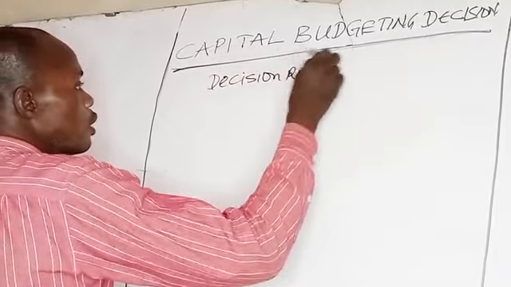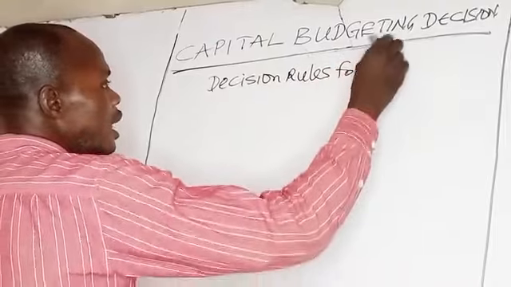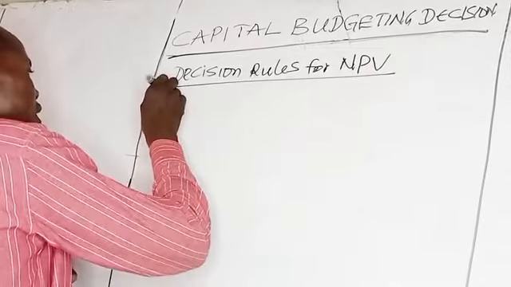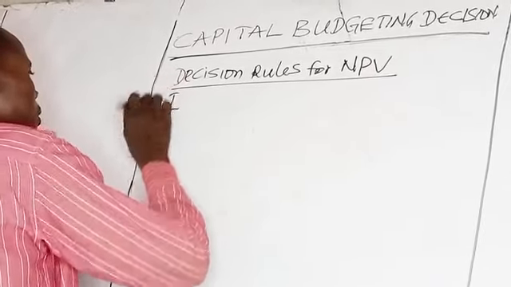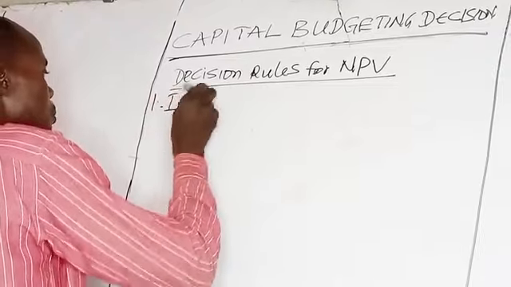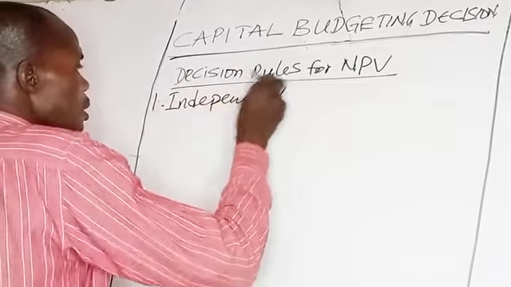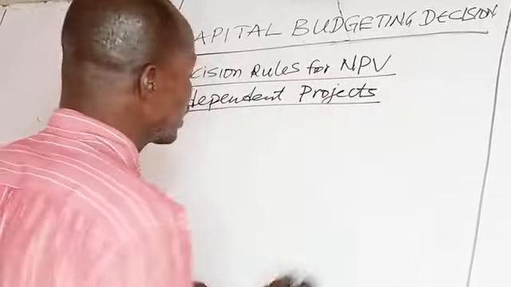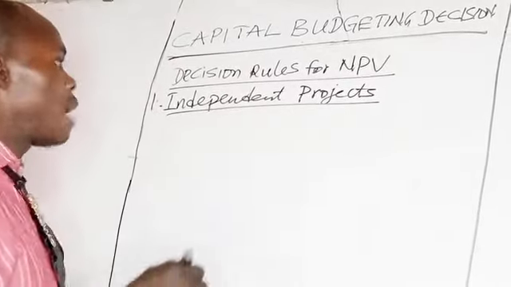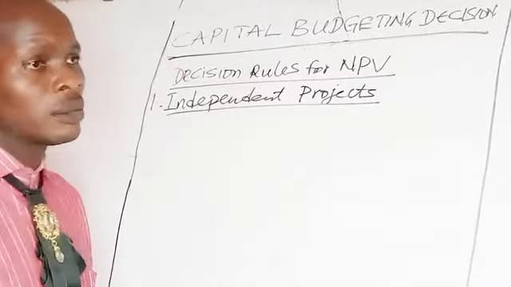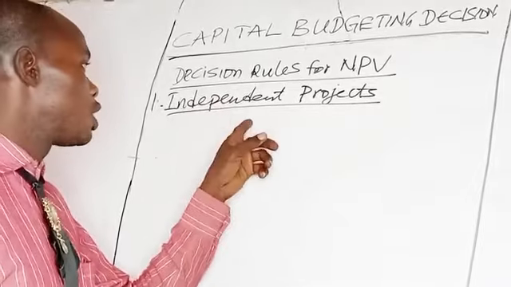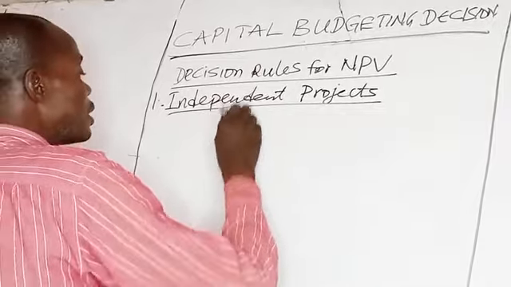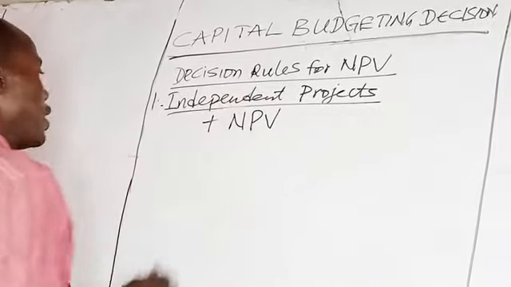Decision rules for net present value. Number one, we have independent project. Independent projects are two or more projects that can be accepted simultaneously. Acceptance of one does not affect the acceptance of others. For an independent project, accept the project with positive NPV.